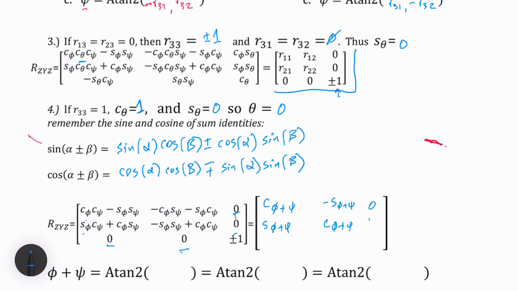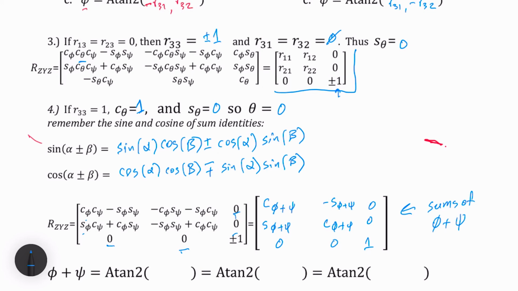Then our entries here are 0, 0. We said this is a 1 value, it's a positive 1. What you'll notice is that they all are sums of phi plus psi. That's all we get. But we can grab it from different ways.